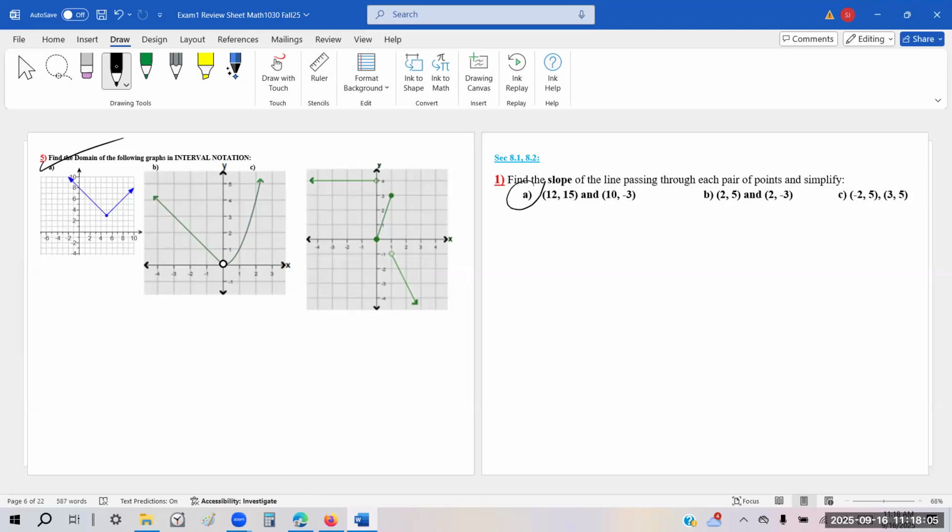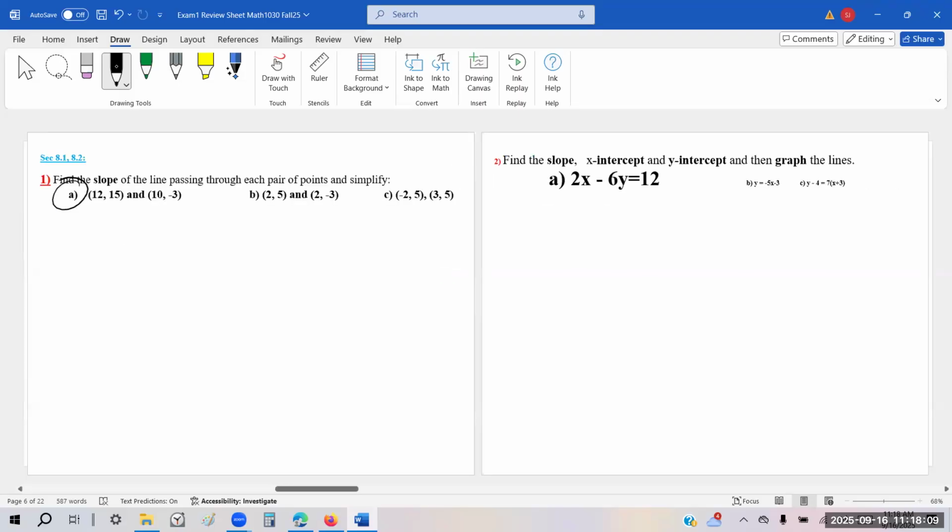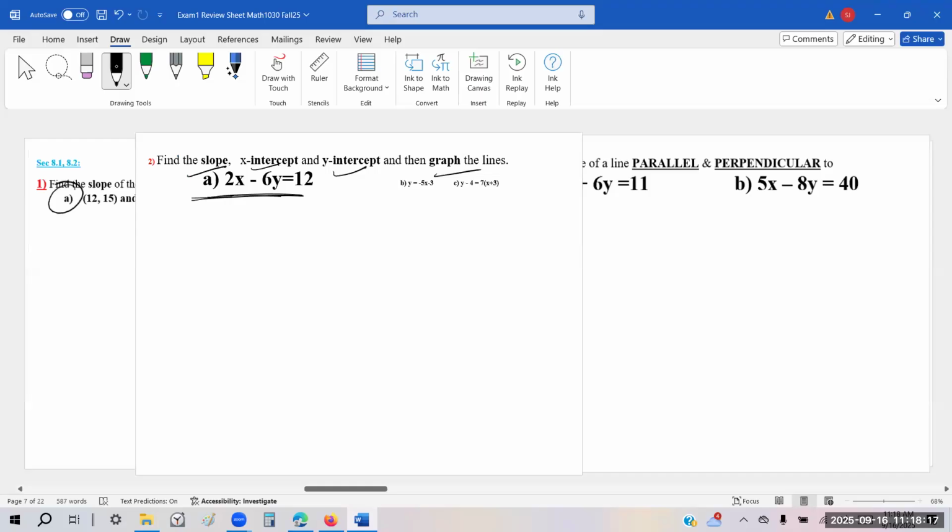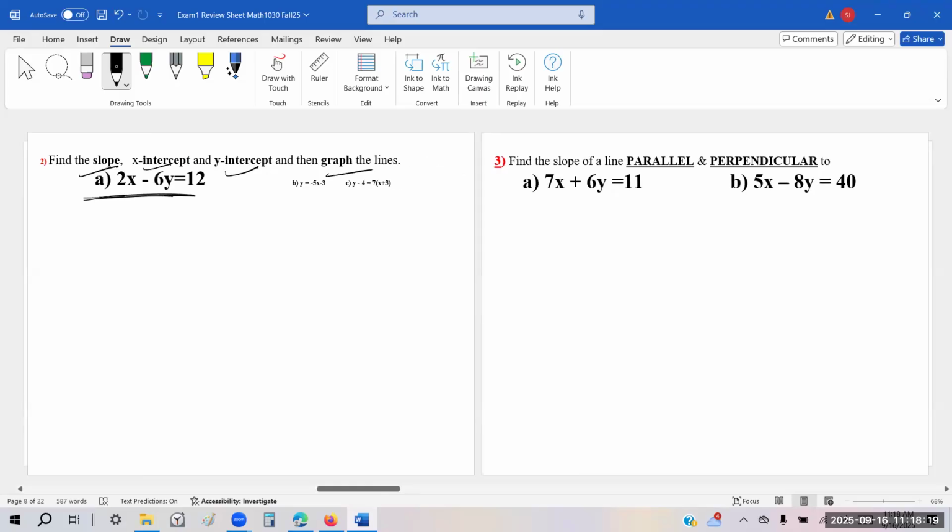Find the slope, 1 question from 3 types. And then for this type of standard form, find the slope, x-intercept, y-intercept, and graph. For parallel or perpendicular line, find the slope. So one will be for parallel and one will be for perpendicular.